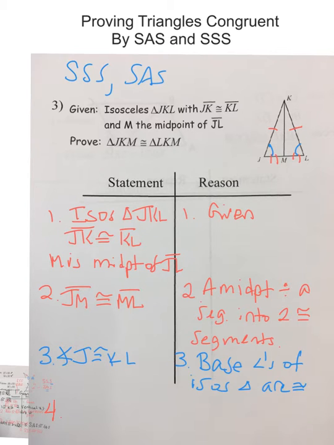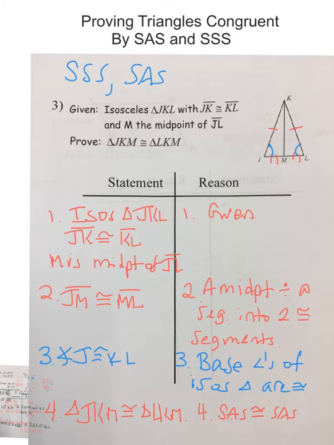And in step 4, we'd have our proof, which is that triangle JKM would be congruent to triangle LKM by side angle side congruent to side angle side. But that's not all. That's just one way.